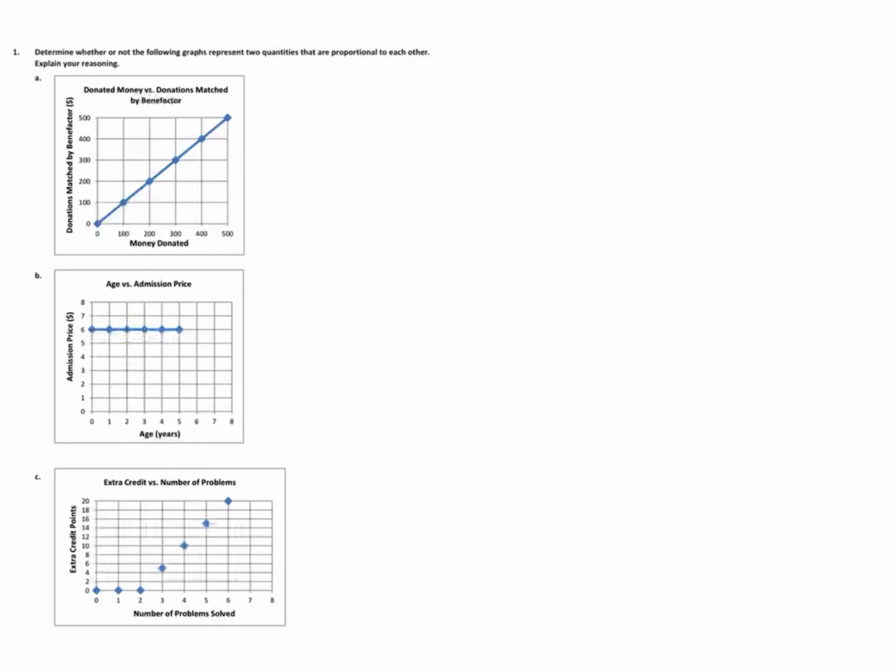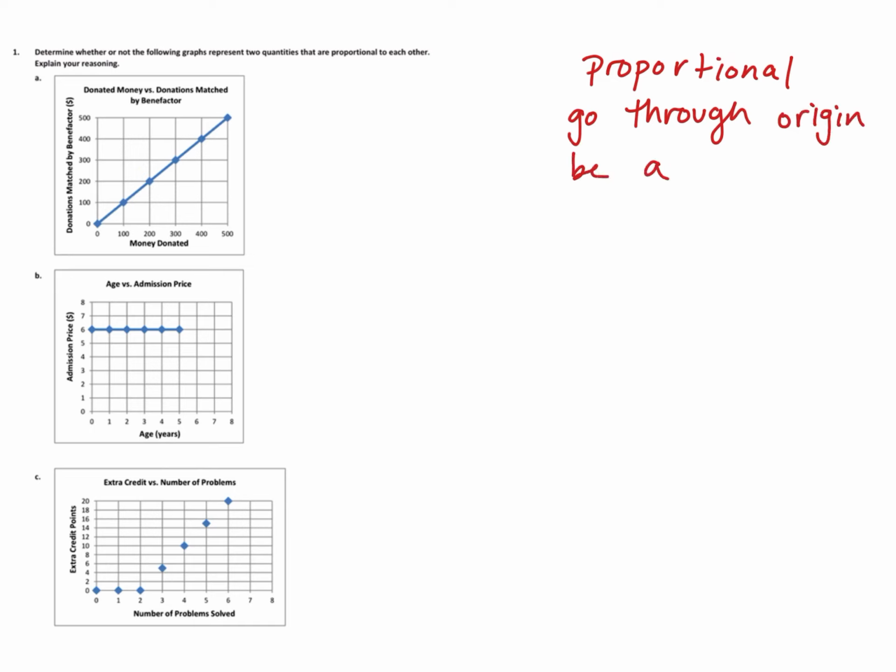Determine whether or not the following graphs represent two quantities that are proportional to each other, and explain your reasoning. So, remember, for it to be proportional, it must go through the origin and be a straight line.